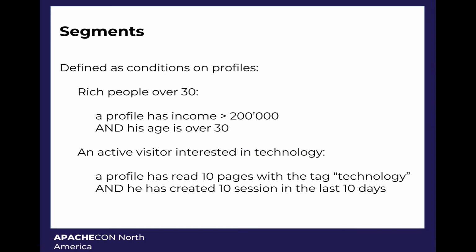Let's talk about segments. These basically are defined as conditions on profiles. For example, a segment could be rich people over 30 years old. This would be a condition that says a profile has an income over 200,000 and his age is over 30. So basically it's 2 conditions with a Boolean between them. Another example is an active visitor interested in technology. This would be expressed as a profile has read 10 pages with the tag technology, and he has created 10 sessions in the last 10 days. So a very specific kind of request here.